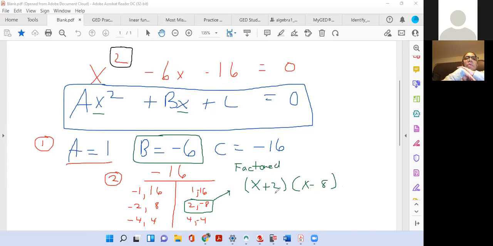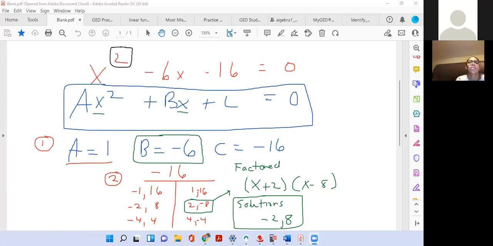To find the solutions, we must find the zeros. And the zeros are just the opposite of these numbers here. The opposite of +2 is -2, and the opposite of -8 is +8. So your solutions will be -2 and 8. That's how I would teach you how to factor a quadratic equation when A is equal to 1.